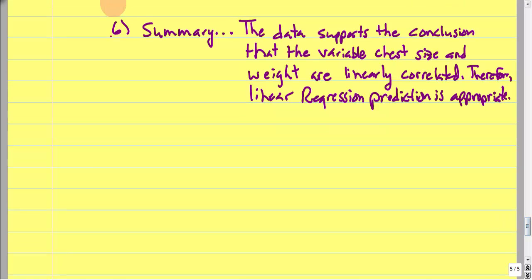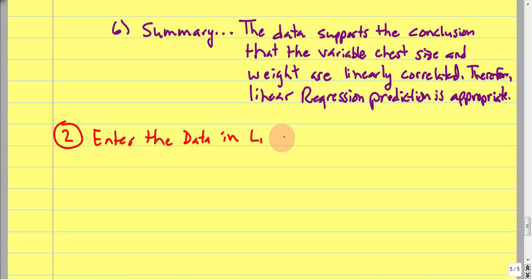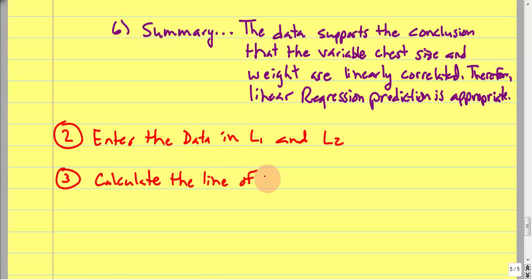So step 2 was enter the data in L1 and L2, which we already did because we already have our value of R. Step 3, calculate basically our line of prediction, our line of best fit. And this is actually my regression equation.